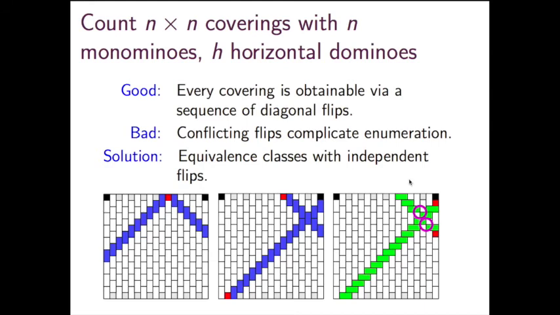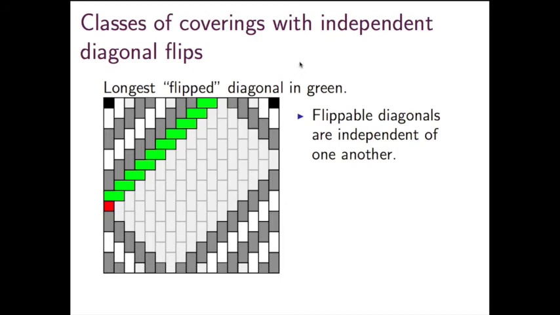So the parts of our partition look essentially like this, where I decide that one of these diagonals is going to be the longest possible one, and then all of the other diagonals that I'll allow to be flipped in this part of the partition have to be strictly shorter than this one. So, for example, there's a diagonal just beside the green one, which I'm not going to allow to be flipped because it contains more dominoes than this green one here. So the ones that are allowable are highlighted in gray and white, and these can all be flipped independently of each other.